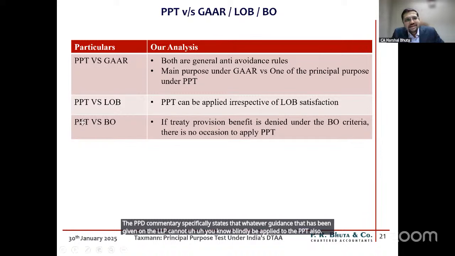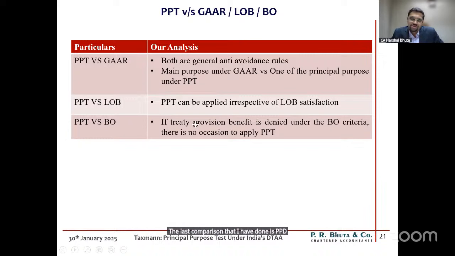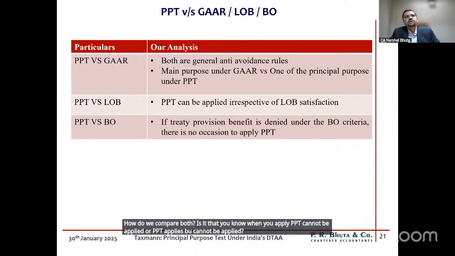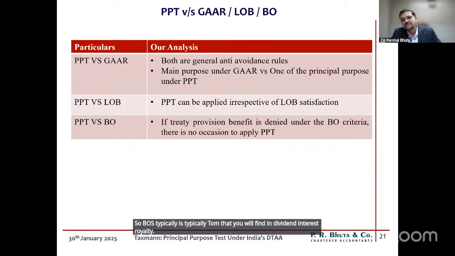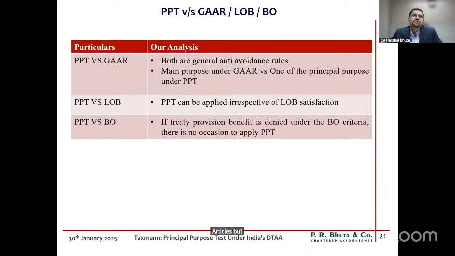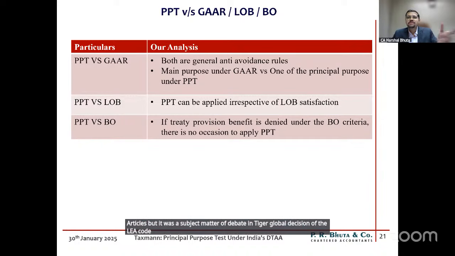The last comparison that I have done is PPT versus beneficial ownership. Okay. How do we compare both? Is it that, when BO applies, PPT cannot be applied, or PPT applies, BO cannot be applied? So BO is typically a term that you will find in dividend, interest, royalty articles, but it was a subject matter of debate in the Tiger Global decision of the Delhi High Court, which has now been stayed by the Supreme Court. But just want to bring it to your notice that there was an argument made that BO is implicit in the capital gains article also.